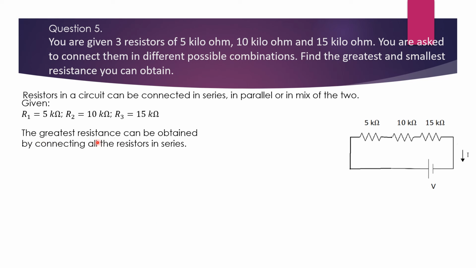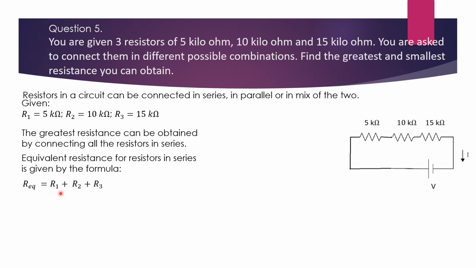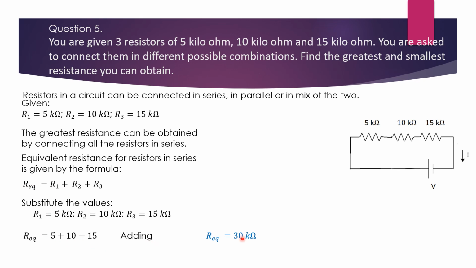Now, the greatest resistance can be obtained by connecting all the resistors in series because equivalent resistance for resistors in series is given by the formula R equivalent is equal to R1 plus R2 plus R3, that is sum of all the three resistors, and that is the maximum value that can be obtained with these three numbers. Substitute the values. R1 is equal to 5 kilo ohm, R2 is equal to 10 kilo ohm and R3 is equal to 15 kilo ohm. R equivalent becomes 5 plus 10 plus 15. Adding them results in R equivalent is equal to 30 kilo ohm.